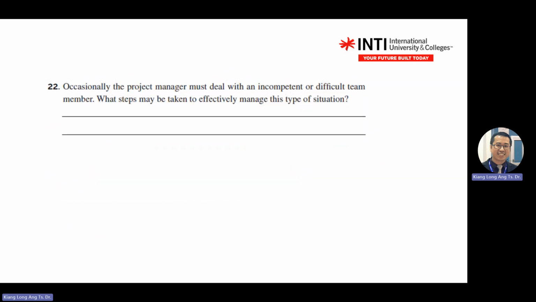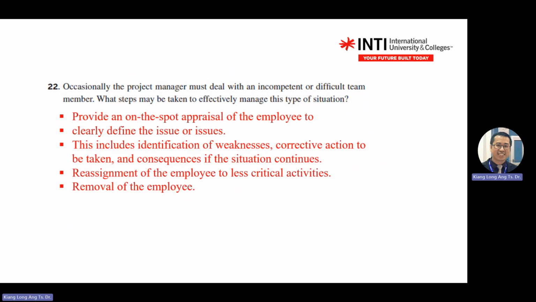The last one, occasionally a project manager must deal with an incompetent or difficult team member. What steps may be taken effectively to manage this situation? It asks you to give steps, meaning step 1 do what, step 2 do what, step 3 do what. So these are the steps.